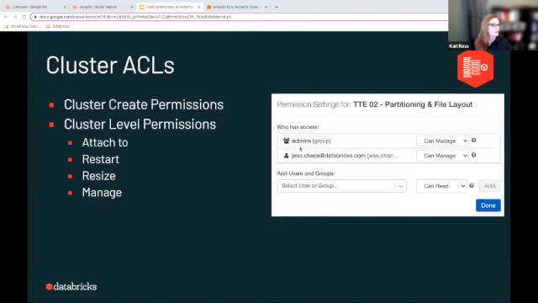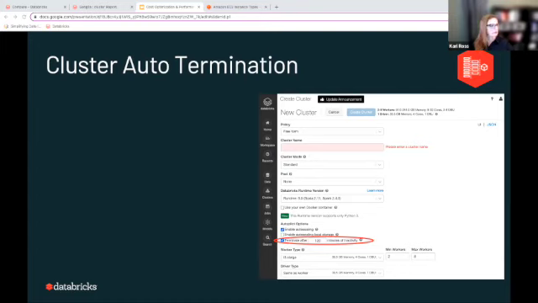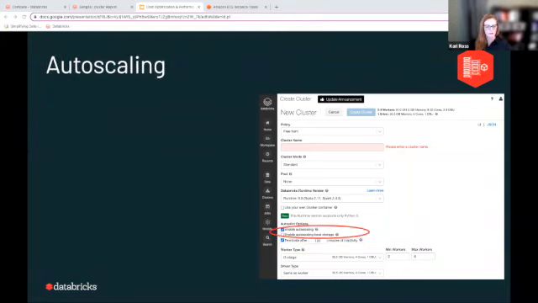The different permissions are attach, restart, resize, and manage. We also mentioned this in the other GUI. We have the auto termination, which is just to terminate after how many minutes of inactivity. And then auto scaling.